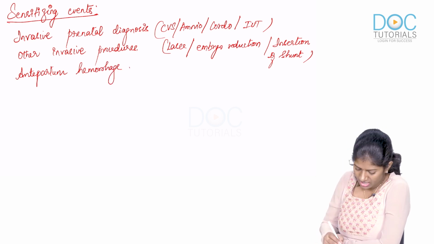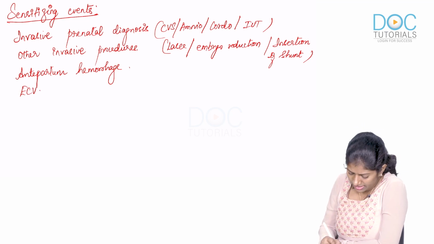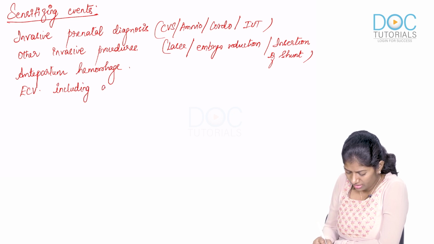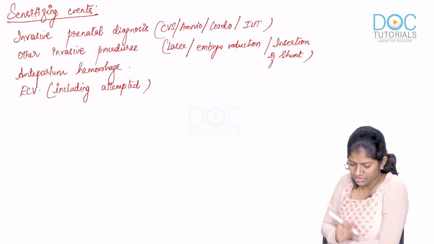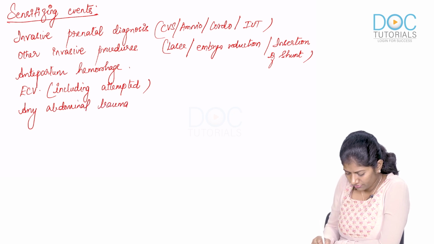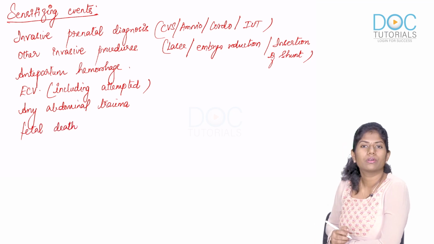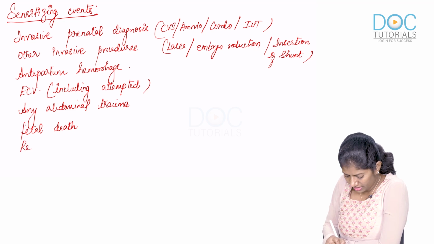Antepartum hemorrhage. Okay. Next is external cephalic version. It includes even attempted version. Including attempted version, external cephalic version including attempted version. Okay. Any abdominal trauma. Okay. Fetal death, IUD. Okay. And recurrent vaginal bleeding.